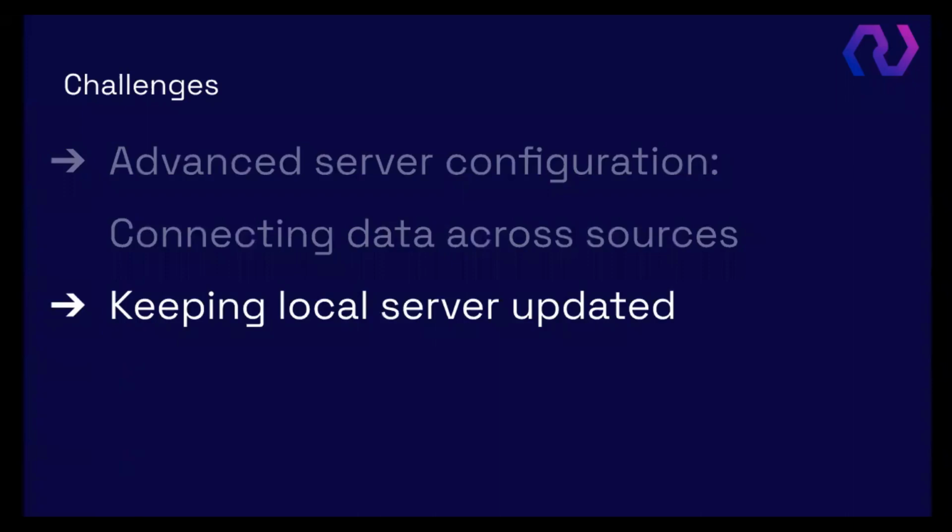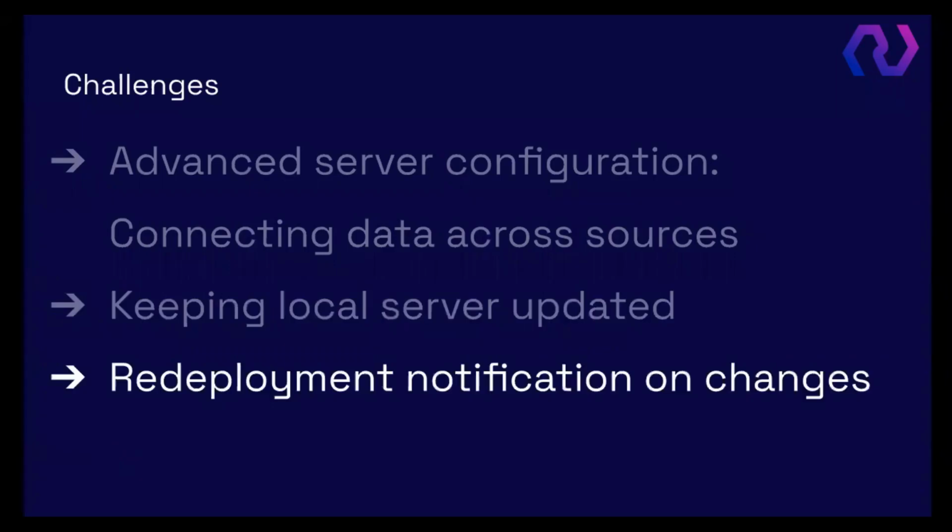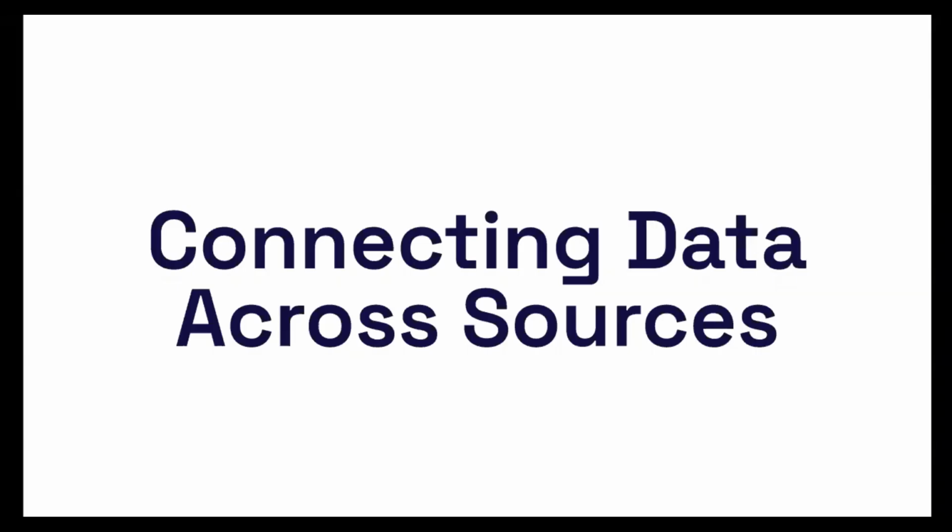As the user makes some of these changes in the dashboard, they'll want to test them quickly. We needed a way to ensure the local test server was always up to date with the current configuration. Finally, when changes have been made and tested, we want to ensure the user will redeploy their changes to their deployed architecture. Let's jump into why a user might want to connect data across sources and how we help them accomplish this.